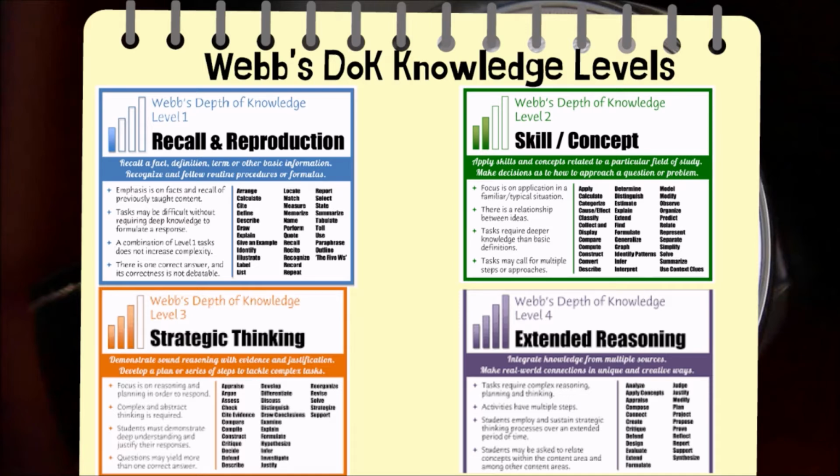It could be where you want them just to do a level 1, recall and reproduce, recall a fact, definition, term, or it could be where you want them to apply skills and concepts. It could be where then once they know the skills and can recall and reproduce, that's then where you want to give them an opportunity to do strategic thinking, where they demonstrate sound reasoning with evidence and justification. Or you could have them do extended reasoning, where they integrate knowledge from multiple sources, making real-world connections in unique and creative ways, i.e. level 4.